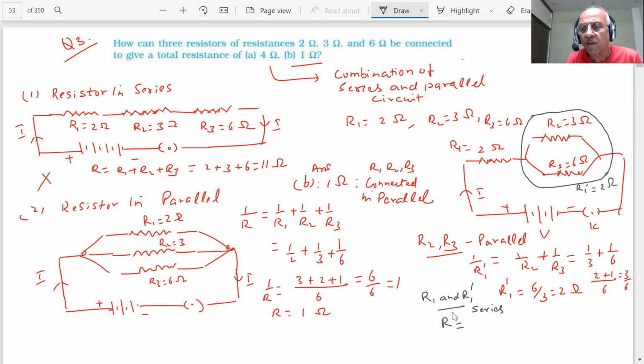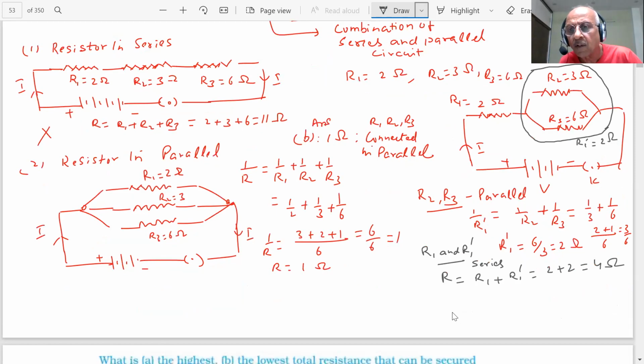Now when they are in series, what is the result of this? R1 plus R1 dash. How much is that? 2 plus 2. This is coming to be 4 ohms. 4 ohms. This is the answer of A.